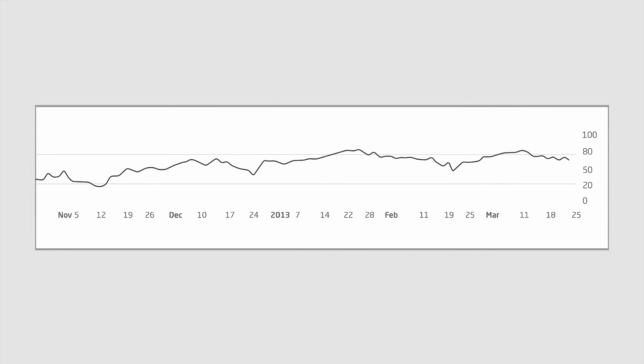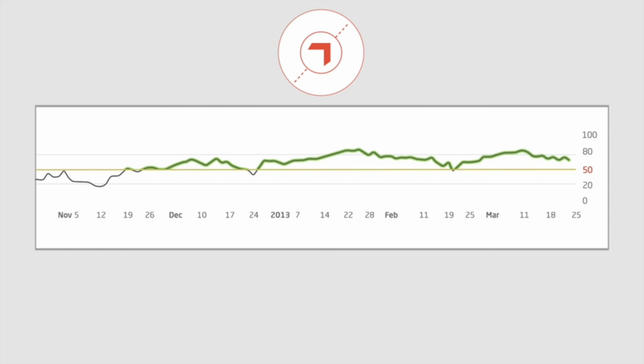RSIs are often used as trend confirmation indicators. Their neutral level is 50. If the RSI is above 50, it is indicating an uptrend. If it is below 50, it is indicating a downtrend.